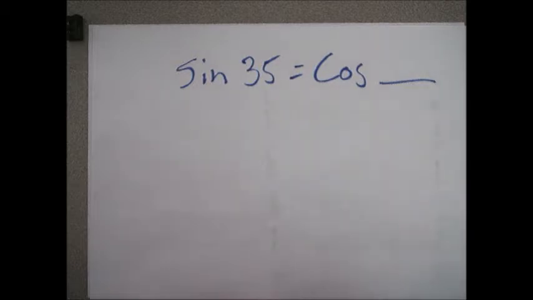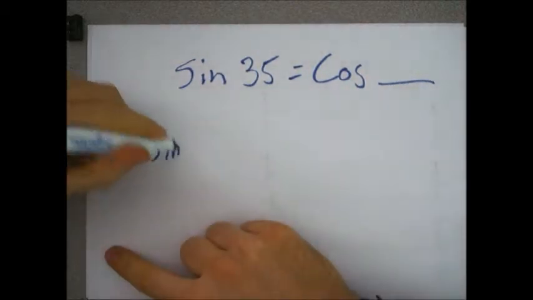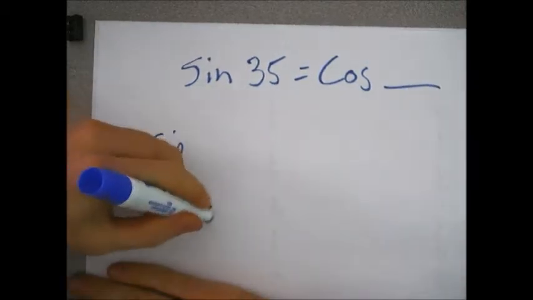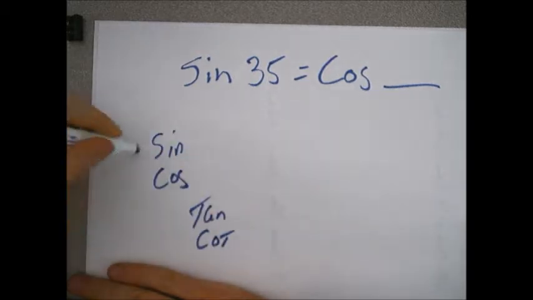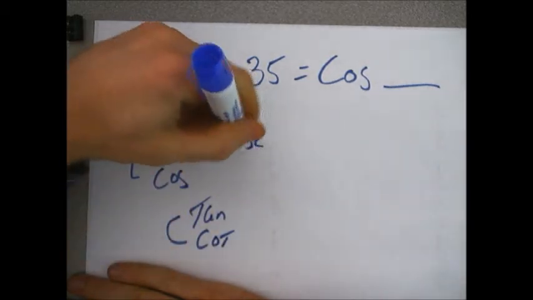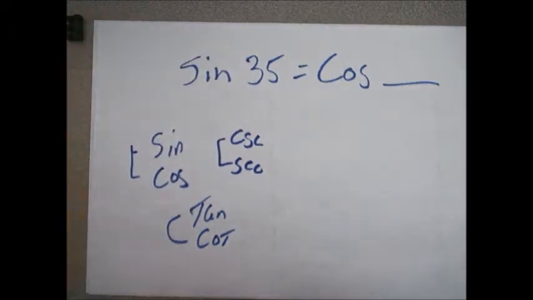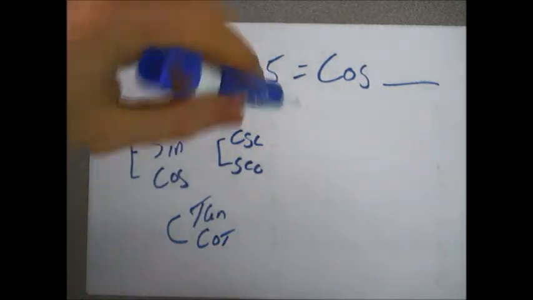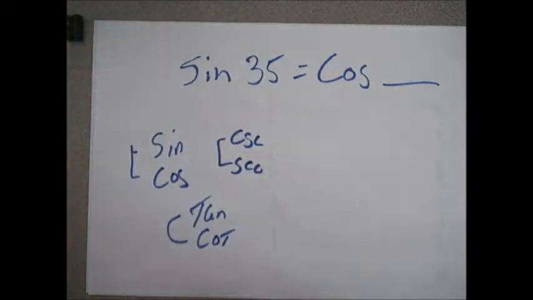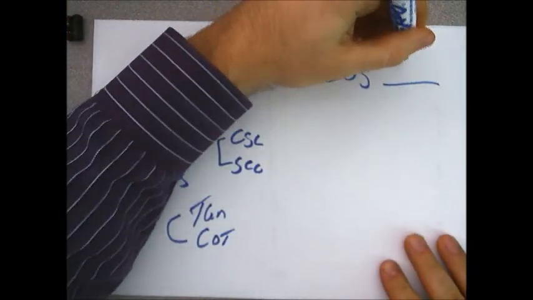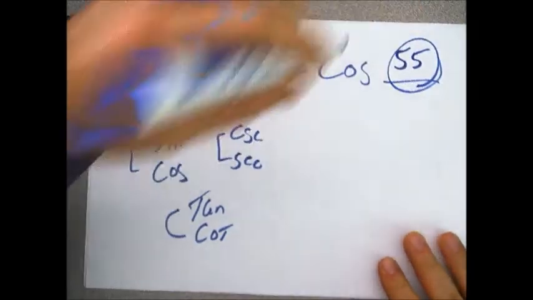Sine and cosine. Tangent and cotangent. Cosecant, secant. We know these have to add up to 90. So sine and cosine are cofunction pairings. Sine of 35 would be equal to cosine of 90 minus 35, which gives us 55, and that is your answer.